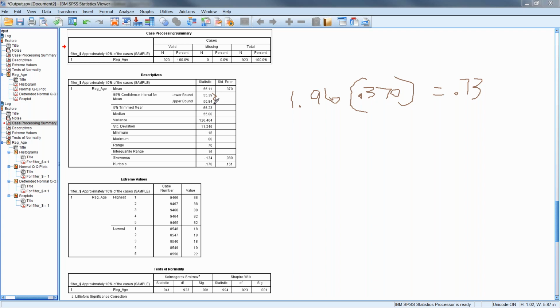Okay, so let's see, 56.11 minus 0.73 is 55.38. Yeah, it's pretty close. I mean, it's rounding errors, okay? And then if I add that 0.73, I should get this 56.84. So this is what the standard error does. It tells me how close to the population mean I am, okay? But your standard deviation is going to tell you how big the spread of the population itself is, as in terms of your ages.